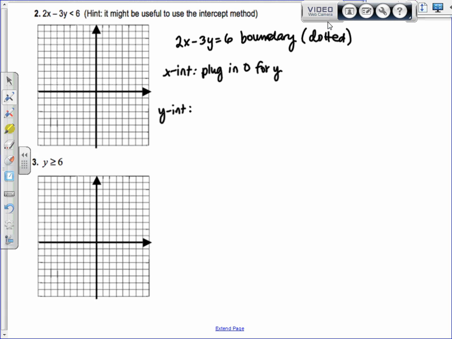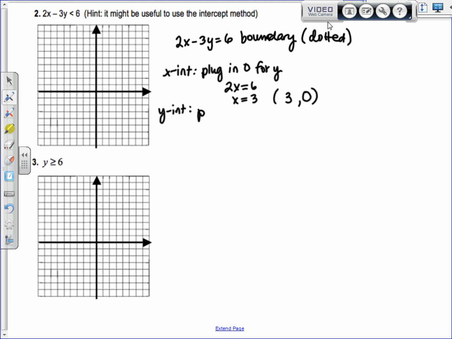All right, so you go to your equation, and you basically take your hand and you cover up the y's. So I'm covering up this y, so I have 2x equals 6. So 2x equals 6 means x is equal to 3. I plugged in 0, and I got 3 for my x value. So it's the point (3, 0).